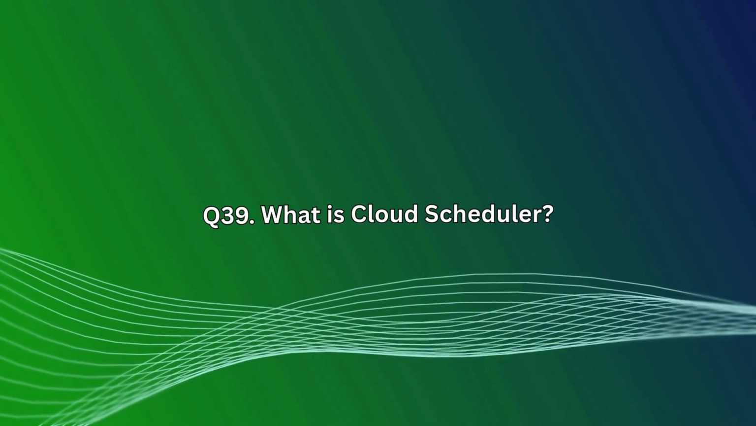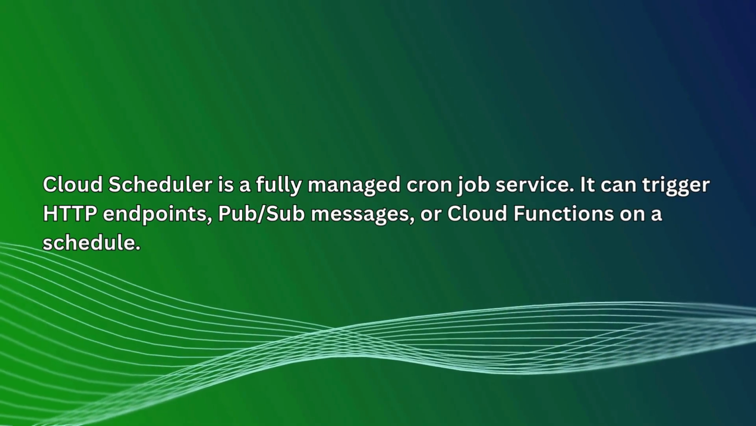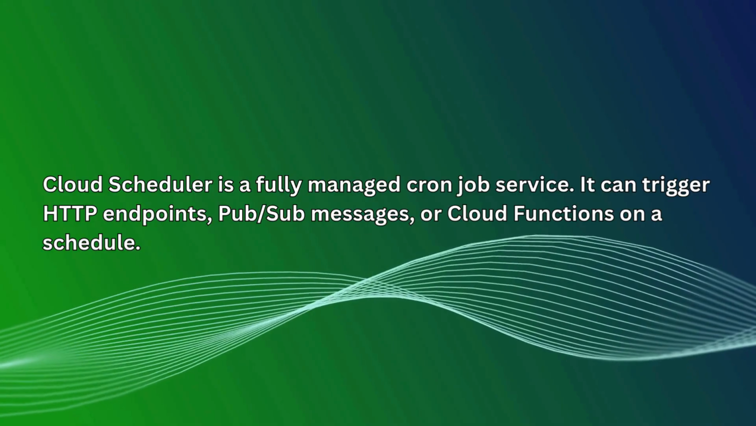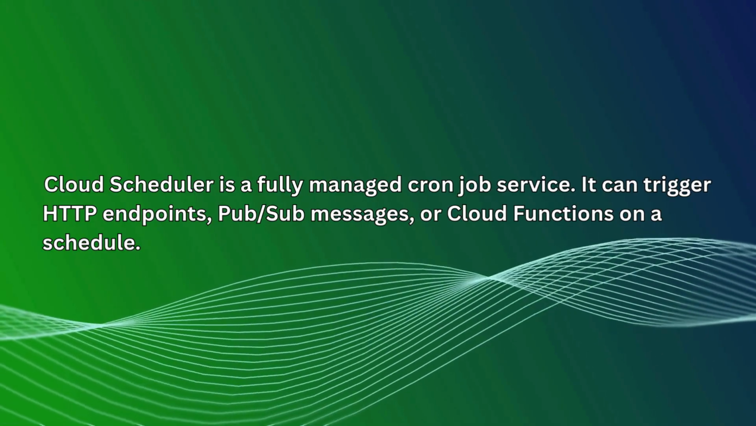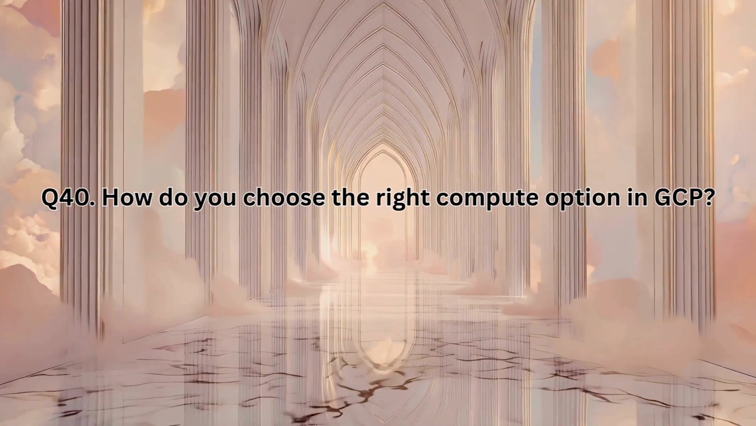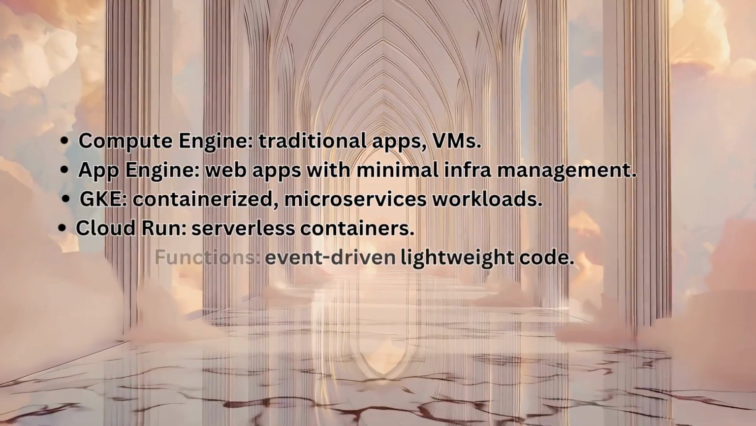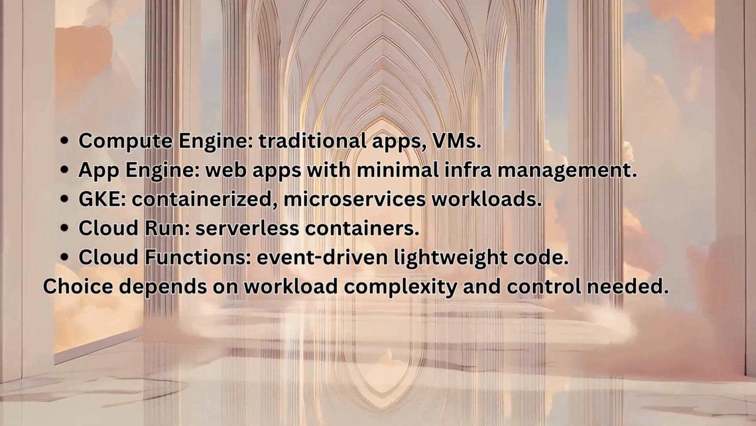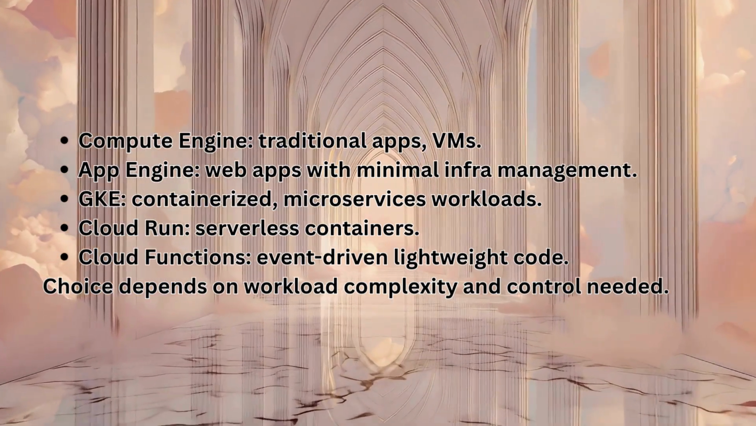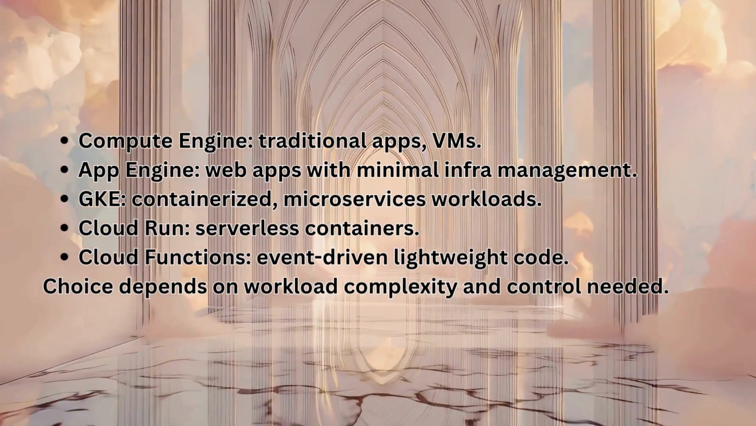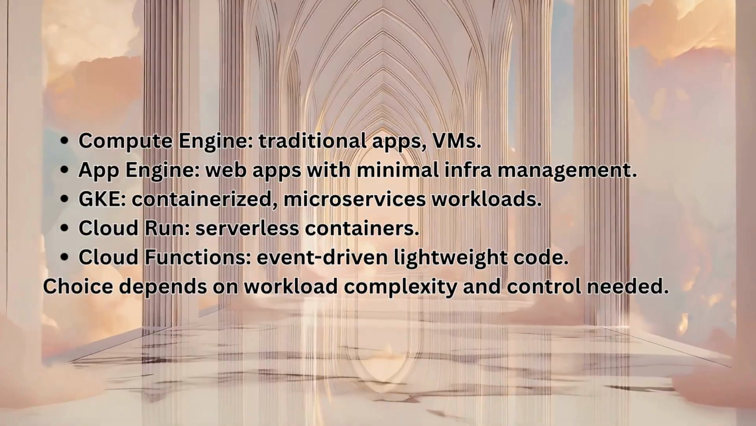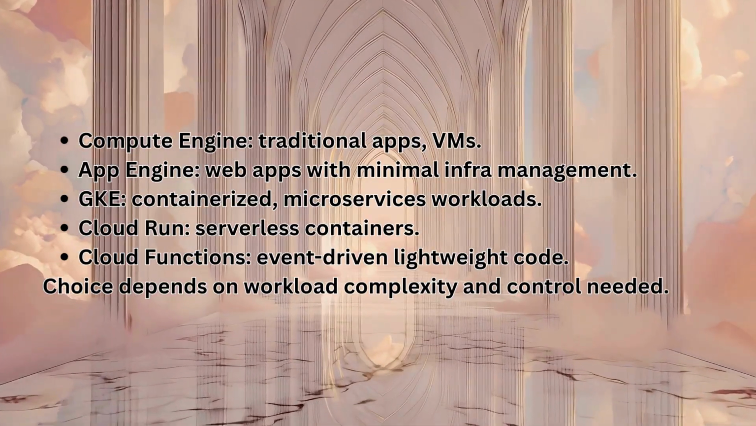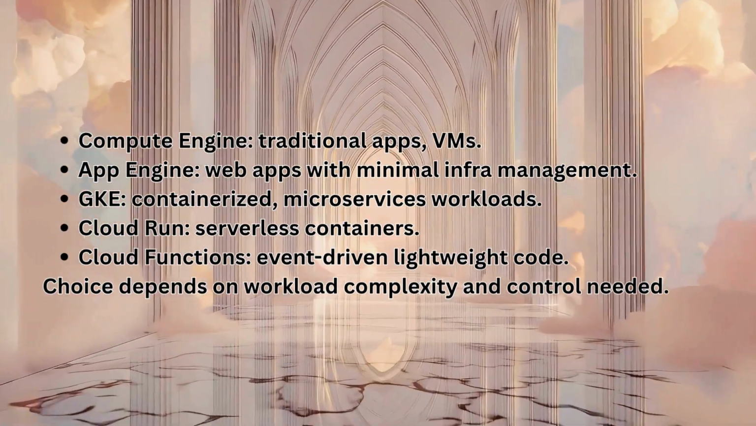What is Cloud Scheduler? Cloud Scheduler is a fully managed cron job service. It can trigger HTTP endpoints, Pub/Sub messages, or Cloud Functions on a schedule. How do you choose the right compute option in GCP? Compute Engine: traditional apps, VMs. App Engine: web apps with minimal infrastructure management. GKE: containerized, microservices workloads. Cloud Run: serverless containers. Cloud Functions: event-driven lightweight code. Choice depends on workload complexity and control needed.